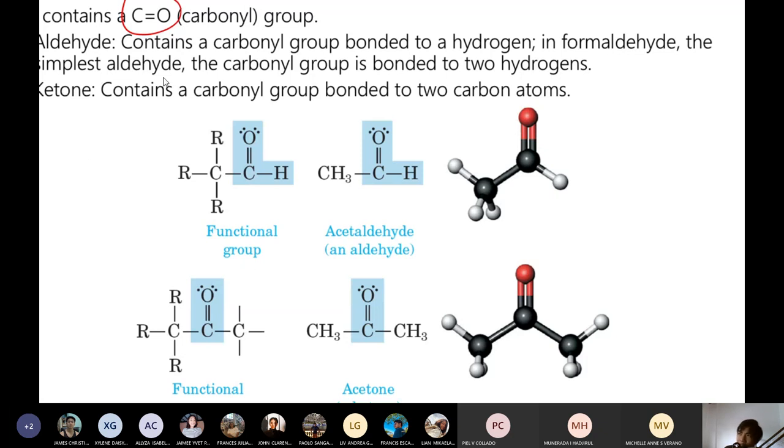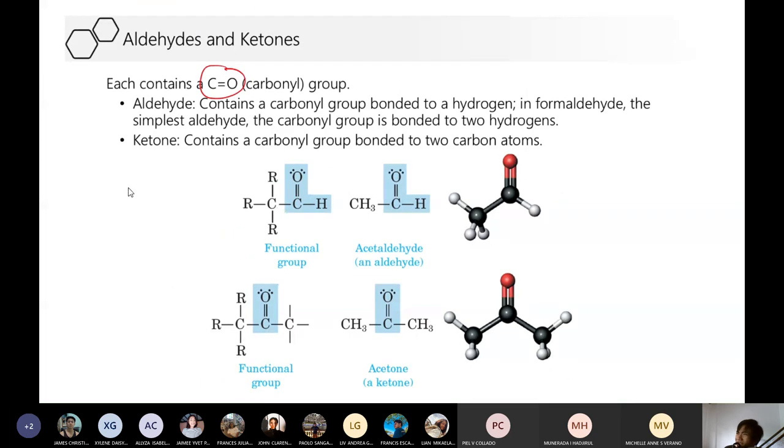So, aldehyde and ketones, they have the carbonyl group here, the C double bond O. Pero, pag H yung nakadugtong doon sa carbonyl group, that's aldehyde. Pag carbon yung nakadugtong doon, that's ketone. So, ganun lang yung difference nila. Okay.